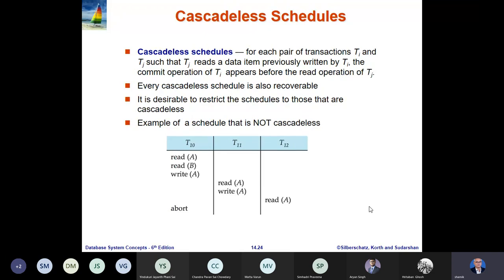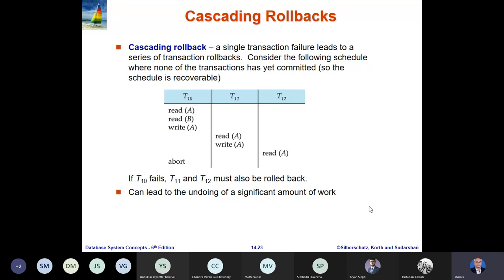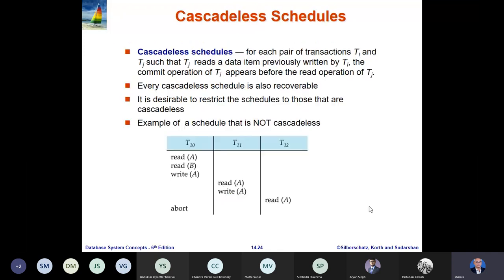A cascadeless schedule is one where, for each pair of transactions Ti and Tj such that Tj reads a data item previously written by Ti, the commit operation of Ti appears before the read operation of Tj, so that Tj only reads committed values. Otherwise, if Ti aborts, Tj will also have to do a cascading abort or rollback. Every cascadeless schedule is also recoverable. So it is desirable to restrict the schedules to those that are cascadeless. Otherwise, there will be unnecessary undoing of a significant amount of work.